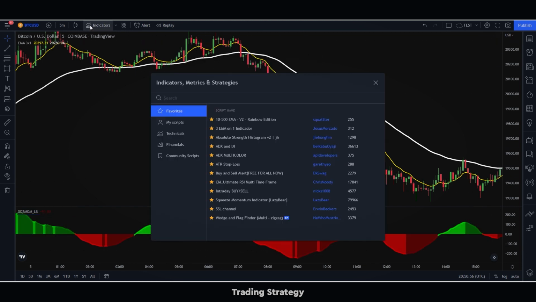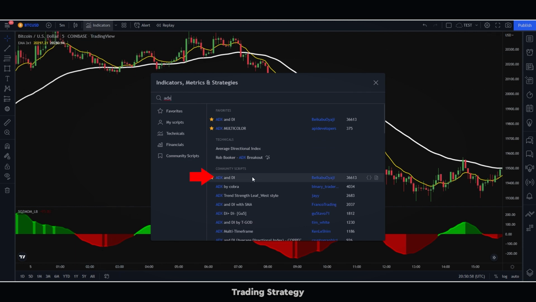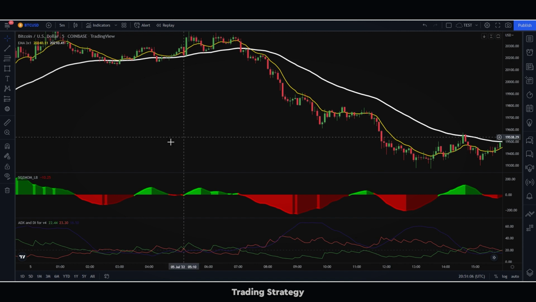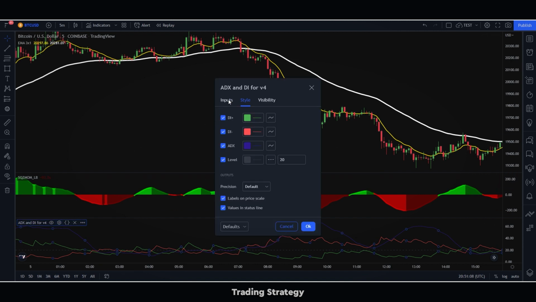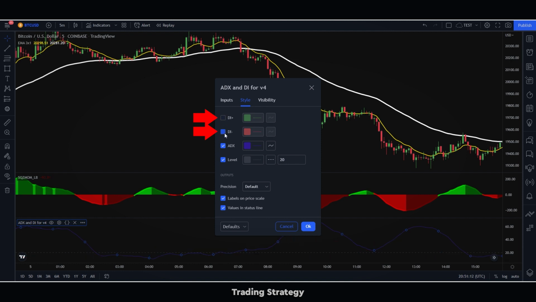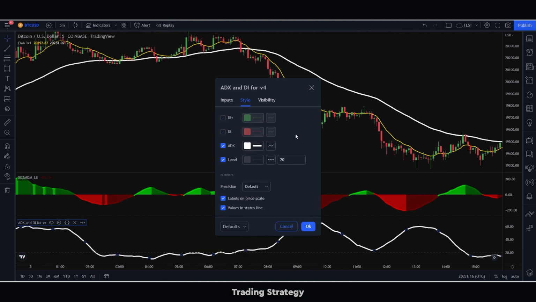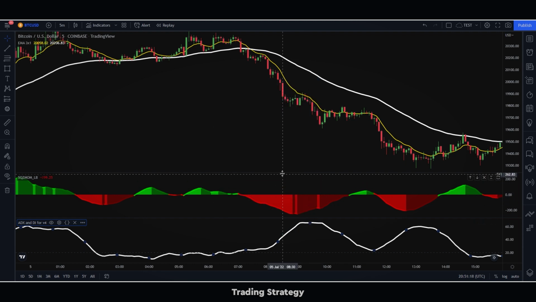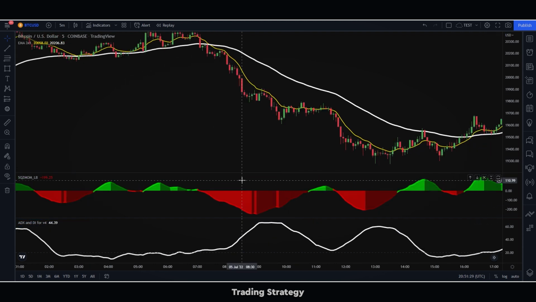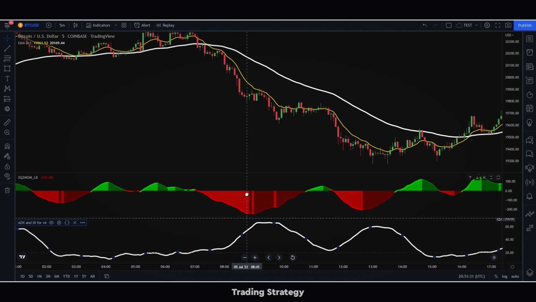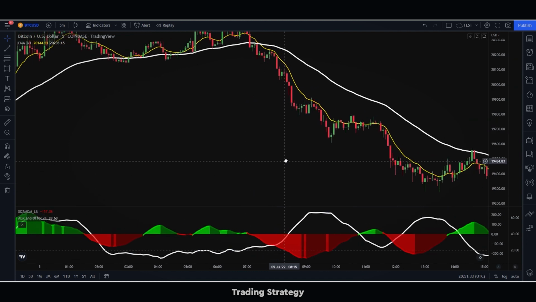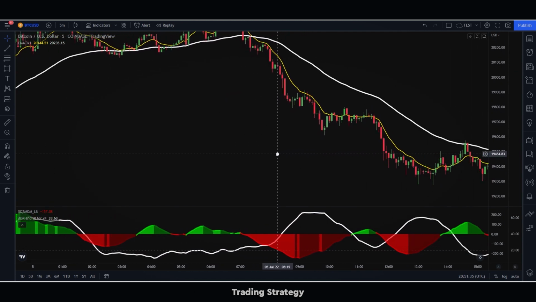Finally, we will select the ADX indicator. We will leave the default parameters for this indicator, we will deactivate these 2 options, and we will put the ADX line in thick white. Once this is set up, to save screen space, we'll grab the white line and drag it into the squeeze momentum.